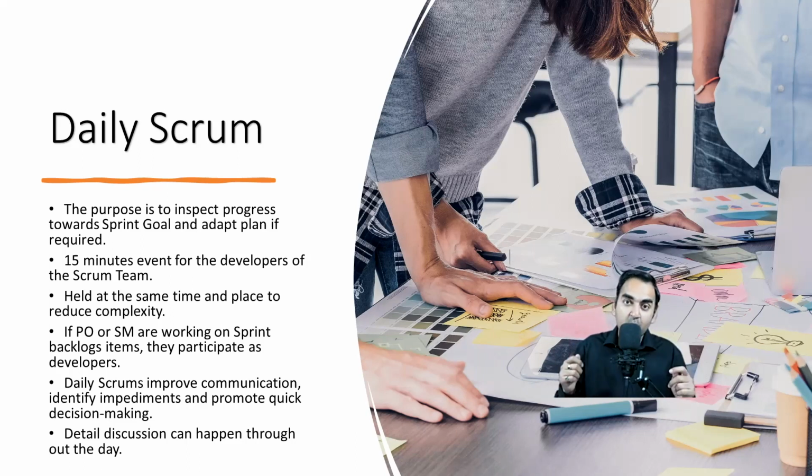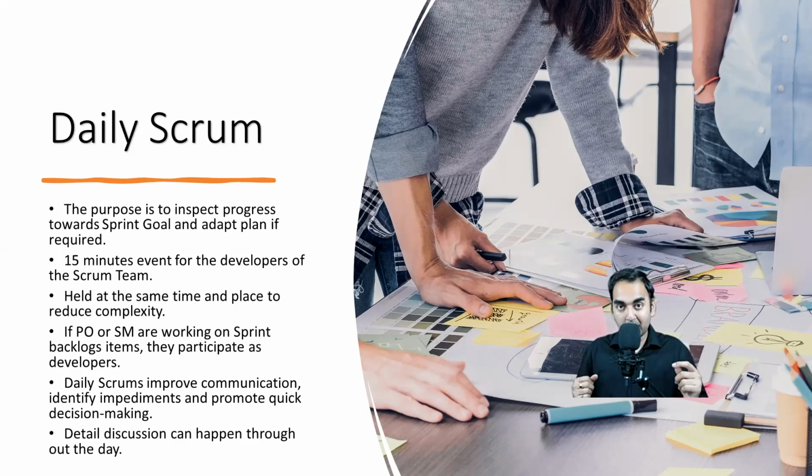If a product owner or a Scrum Master is working on sprint backlog items, they participate as a developer. Many times it is assumed that the product owner and Scrum Master need to be there, but for daily Scrum, developers are the mandatory participants. The PO and Scrum Master are optional. If they want to participate, they can. But if they have an update on an ongoing sprint backlog item, they can participate as a developer or as any other team member.